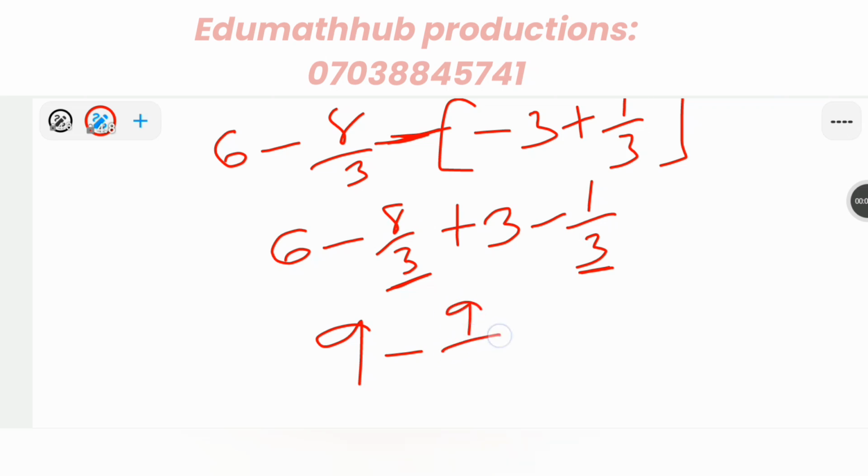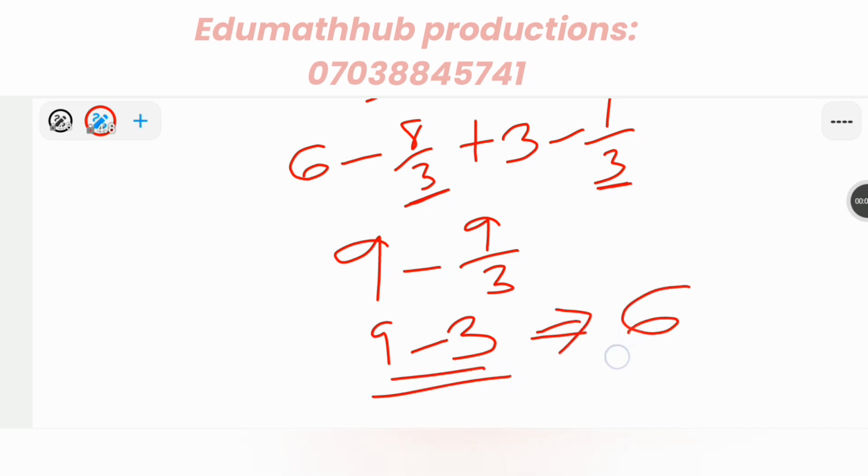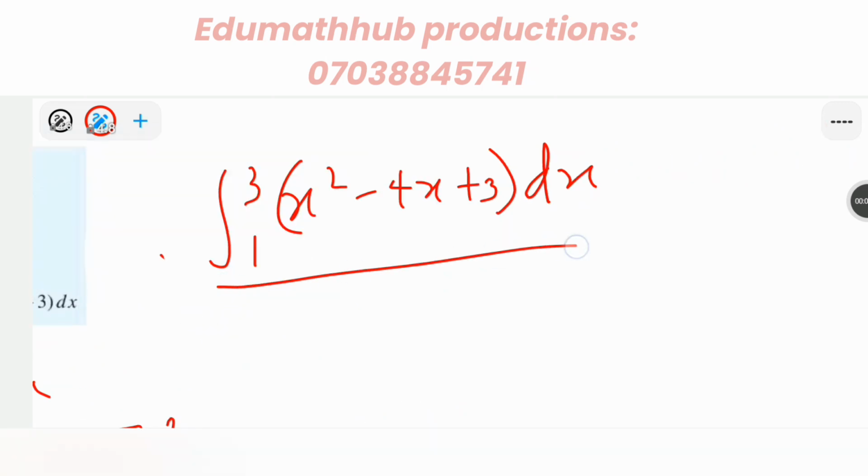Minus 9 over 3. So 9 over 3 is 3. 9 divided by 3, you're going to get 3. So 9 minus 3, when you subtract it, you get 6. So the answer to that question is 6. Then for this last one, the concept is the same. You're integrating from 1 to 3. So you have it right here. So this is how you're going to approach it.